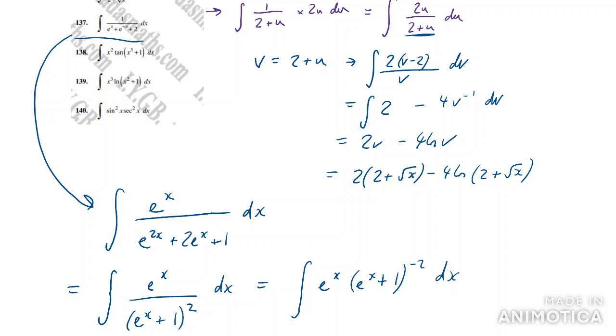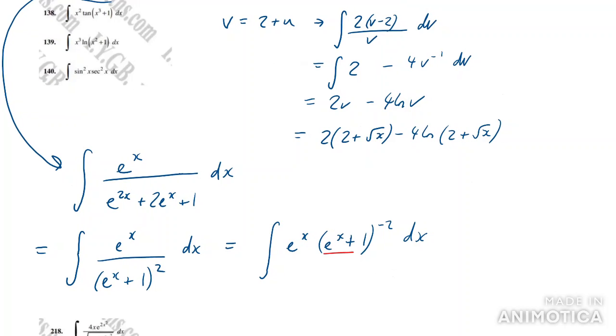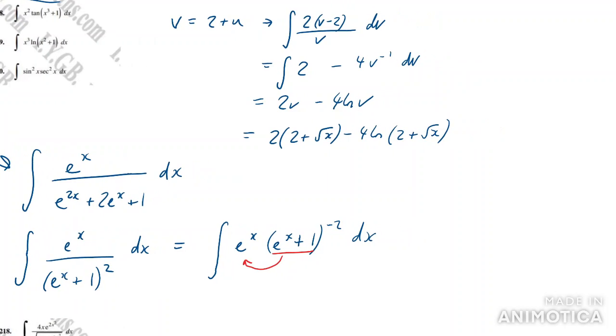Okay, well now, now that we've written it in that form, have a look at the differential of this. That differentiates into e to the x. So all of a sudden, we've stumbled upon the form for reverse chain rule. So this is just going to be e to the x plus 1 to the minus 1 over minus 1. And that's it.